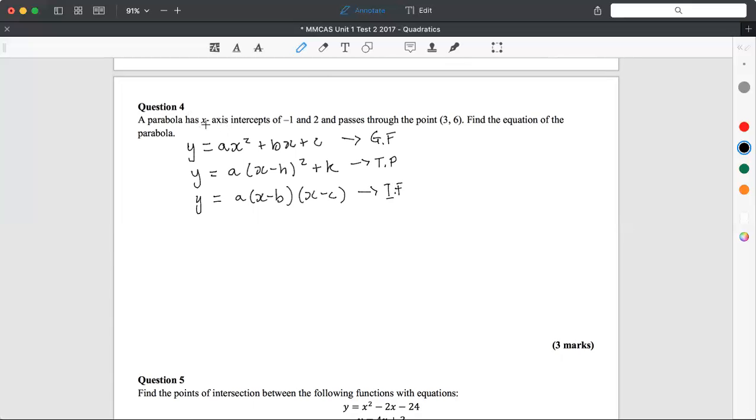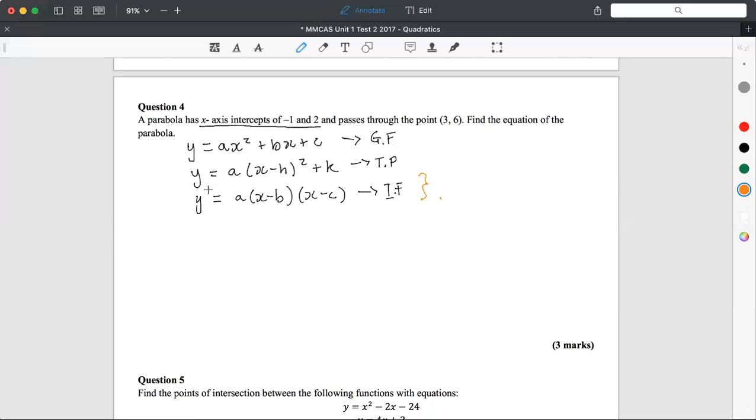Now, in this case, they've given us the two axis intercepts. So you might guess that we're going to use this form. And when I say we're going to use this form, we're going to use this as a general format, and then we're going to substitute in points and then find what A, B, and C are. And then that'll tell us our equation. So let's do that.